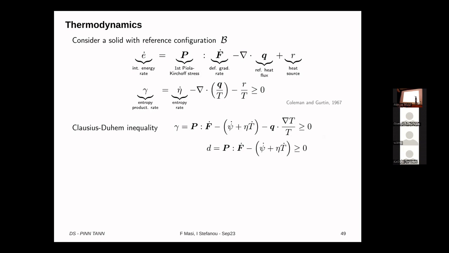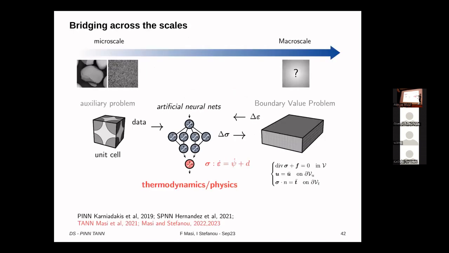We won't be considering this, because finally we'll put ourselves in isothermal conditions. But even so, what you can see is that this will always be positive. So you can simply reduce the Clausius inequality to this being greater than or equal to 0. And then at that point, of course, we were interested in the characterization of the response of that unit cell.